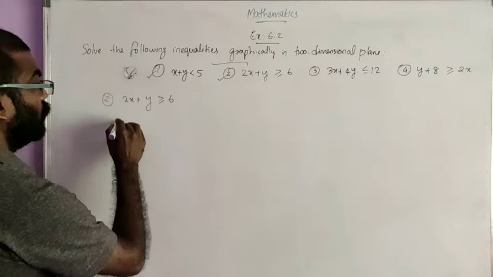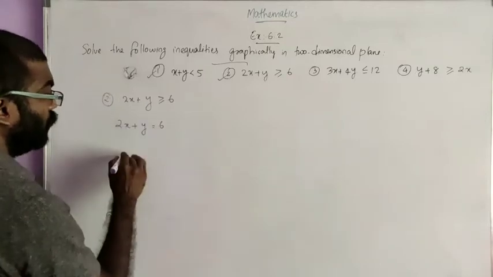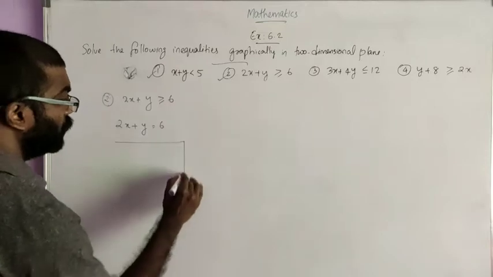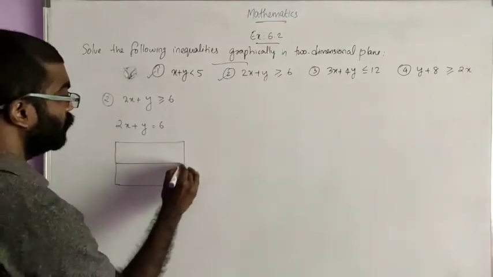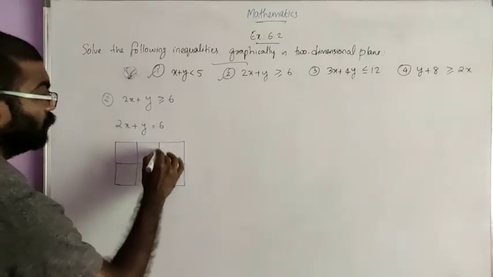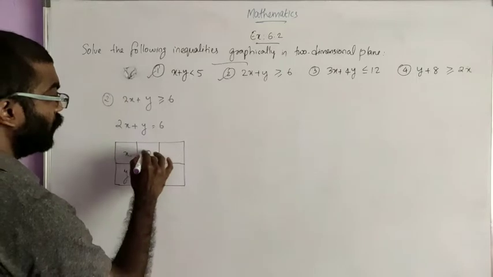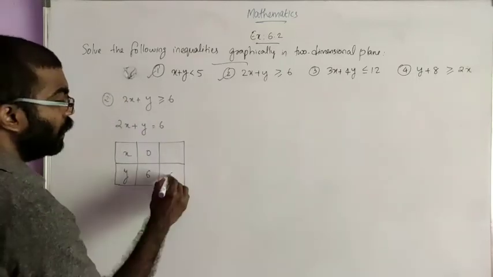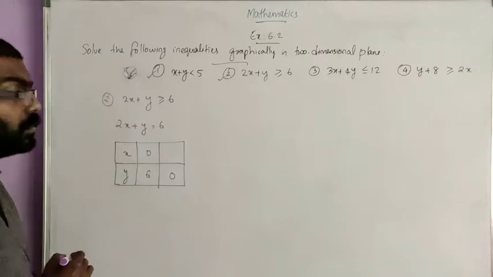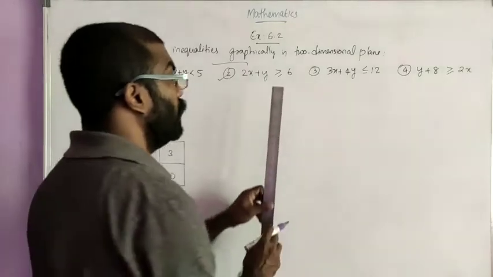Here also we can consider this as an equation, 2x plus y equal to 6. And we can find 2 points satisfying this equation to draw the graph. Here also we can put x as 0, and when x equal to 0, y value becomes 6. When y is equal to 0, x becomes 6 by 2, 3. Okay, here we can draw the graph.